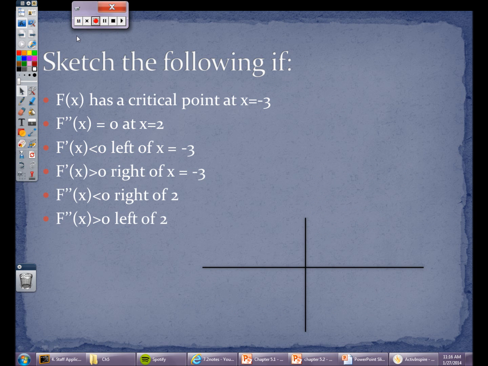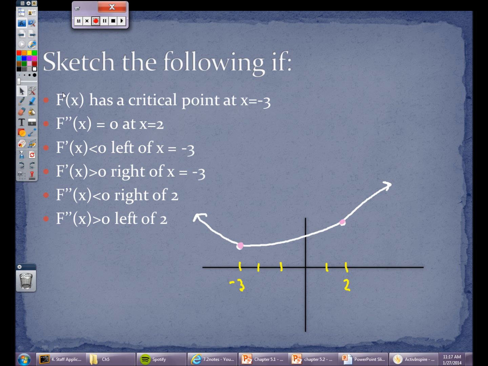Take a second and sketch the following graph that fits all of the following conditions. If you want to hit pause to go ahead and do that, now would be a great time. And here comes your answer.